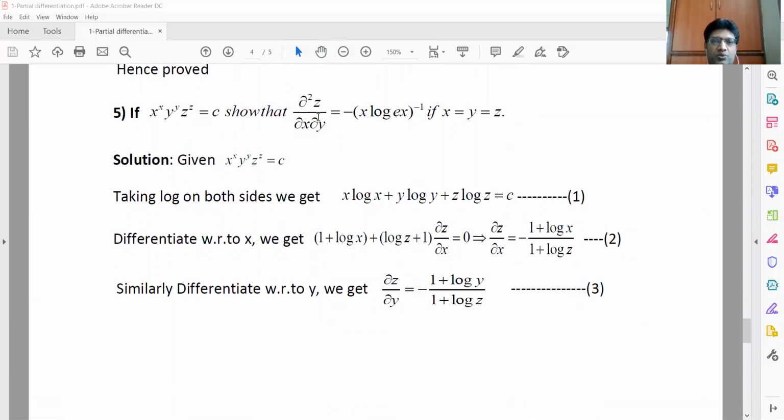So the next problem is, if x power x, y power y, z power z is c, show that ∂²z/∂x∂y is this expression if x equals y equals z. So this is given. So we'll apply logarithm on both sides. Then x log x plus y log y plus z log z equals c.